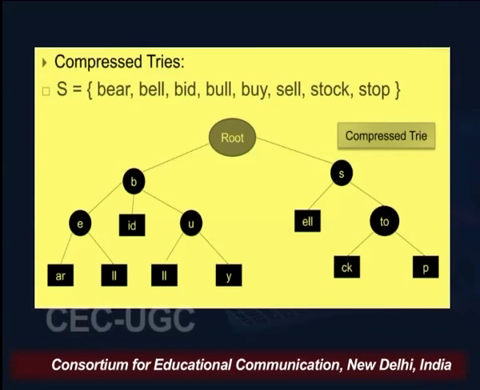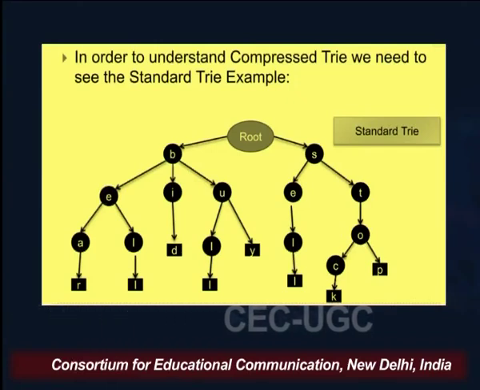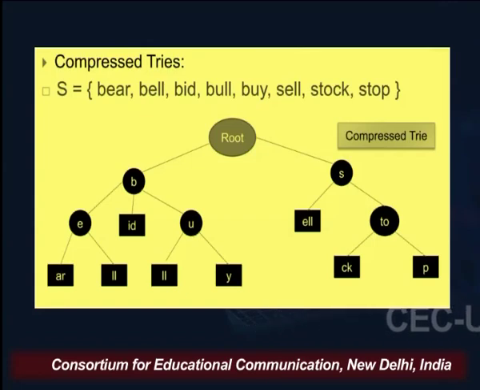So, here this is reducing not the single link, but the chain of links in case of ELL. In case of stock, S, T and O, T and O are again combined. In the previous non-compressed standard trie, you can see this T and O are different nodes, but here this T and O can be combined, and then C and K apart from stock can be combined, and then P, we do not have any choice.